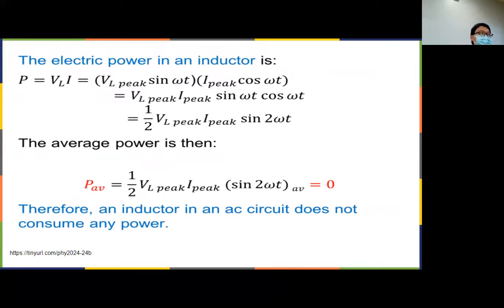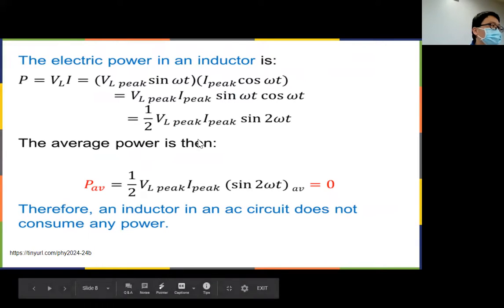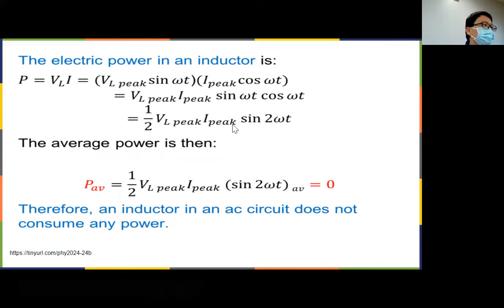To calculate the electric power consumed by an inductor in an AC circuit, you can again start with the voltage on it times the current. It turns out to be a sine of 2 omega t multiplied by constant terms. If you take the average of this whole thing, it will give you 0, because half of the time sine is above 0 and the other half of the time sine is below 0. So that tells you the inductor in an AC circuit does not consume any power. It simply stores the energy in the inductor.